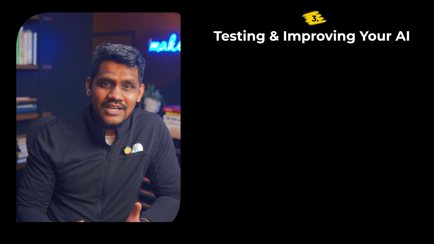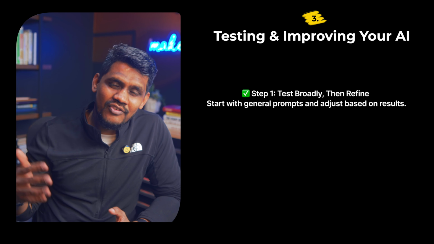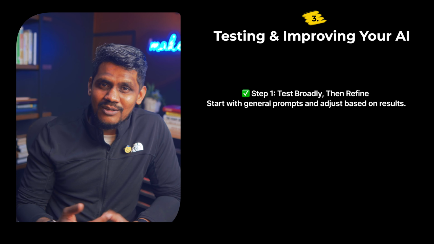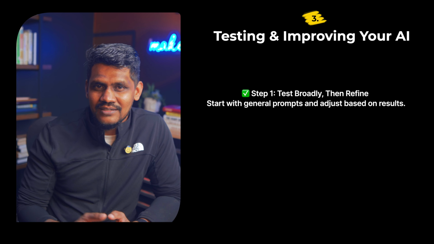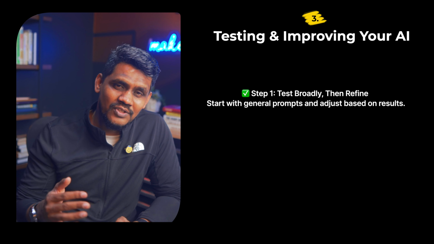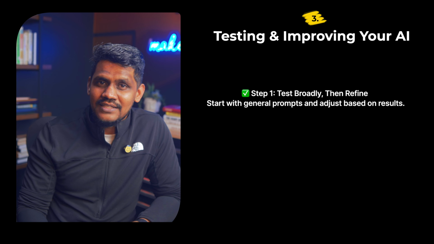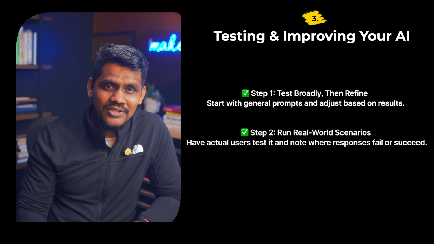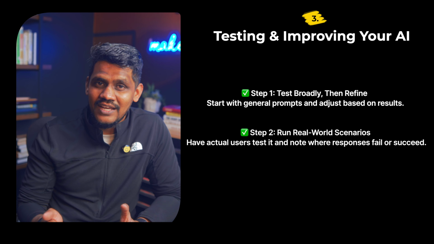So here's the process I follow. Step one, I always test broadly, then refine as I go. So start with general prompts, and then adjust based on the results. So if your results are not accurate, if you want them to be more precise, you can start training them as you go as well. The next step would be run real world scenarios. So have actual users test it and note where the responses fail and succeed.